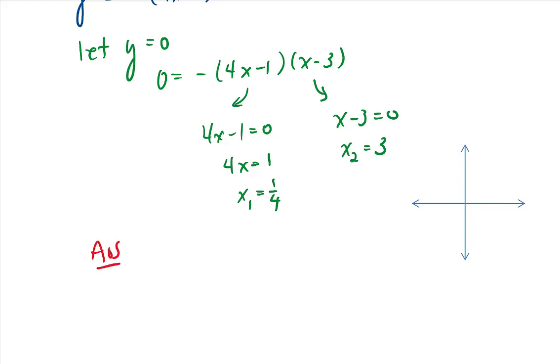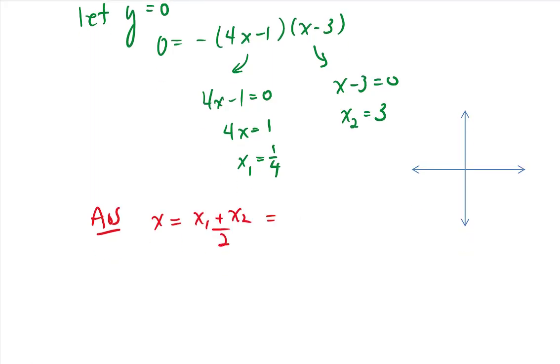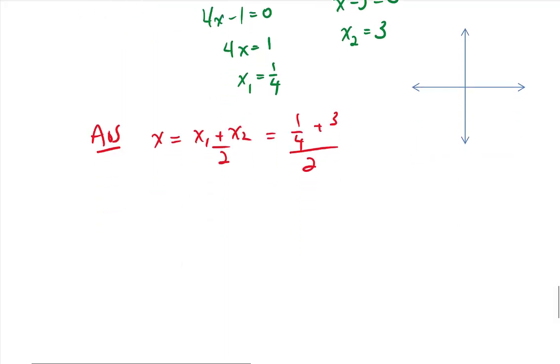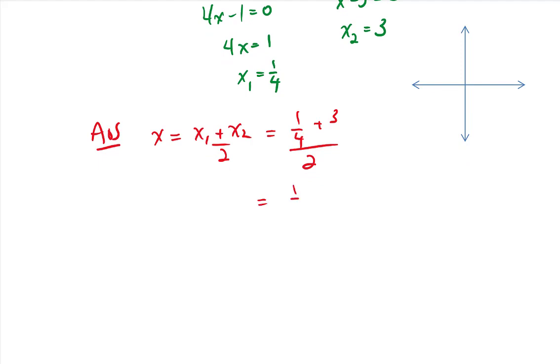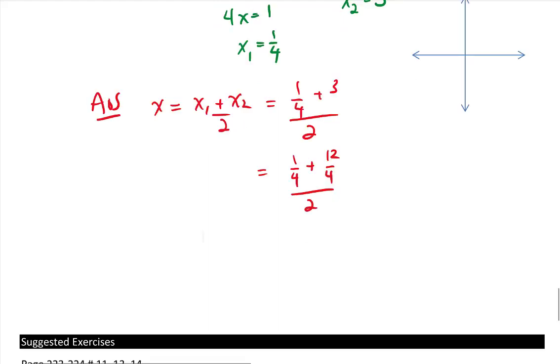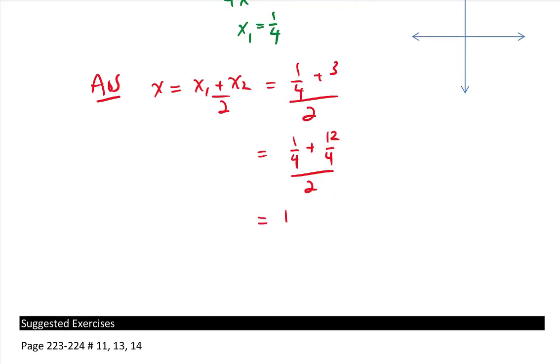Next, we need the axis of symmetry. And remember, the axis of symmetry is just the average of the two zeros. And we get 1/4 plus 3 over 2. So now we got to work with our fraction skills. That's 1/4 plus 12 over 4 divided by 2. So that's equal to 13 over 4. And if we divide by 2, that means we multiply by a half, which gives us an axis of symmetry of 13 over 8.